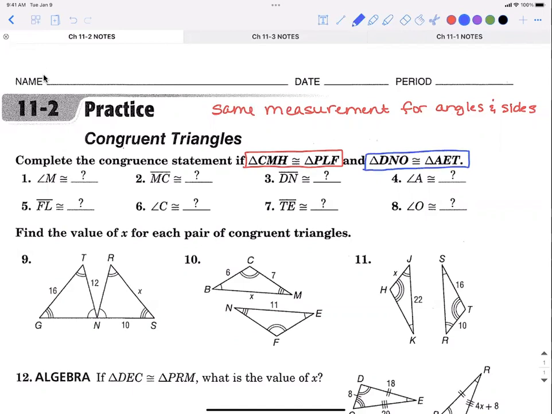So it wants to know what angle right here, what angle is congruent to angle M? Well, what you have to do is find angle M. It's the middle angle. So find the middle angle in the other one. So it's congruent to angle L.